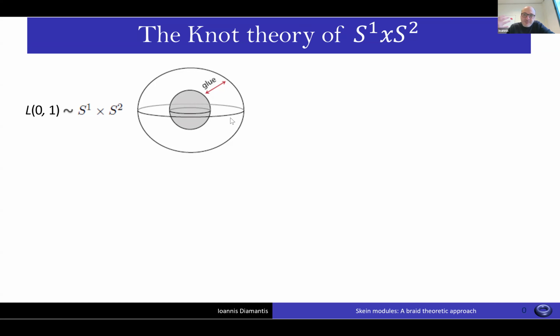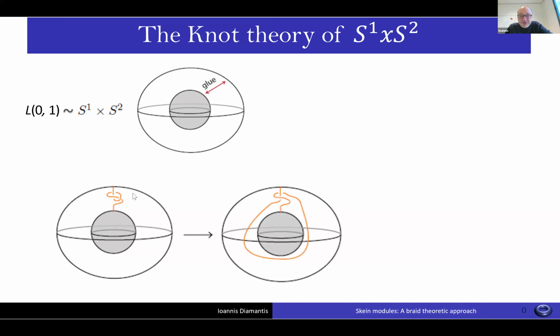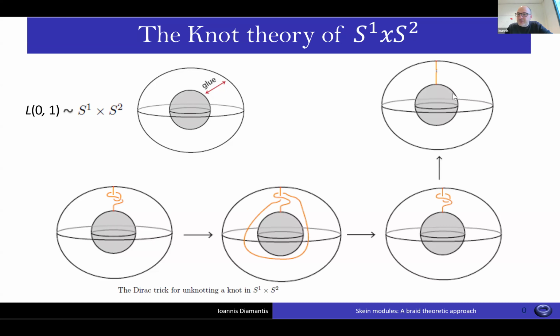And the topology, this space is very interesting because one can easily see that if you start with a knot that lives in S1 cross S2, you can use this S2 here to unknot this knot. Right, as you can see, you can take that to the other side, and once it's on the other side, this is just unknotted. Of course, if I zoom in, you will see here that it has a framing. All right, and this is known as the Dirac trick or the Dirac belt for unknotting a knot in S1 cross S2. So this was very interesting to me to see whether the braid approach could work, and it did.